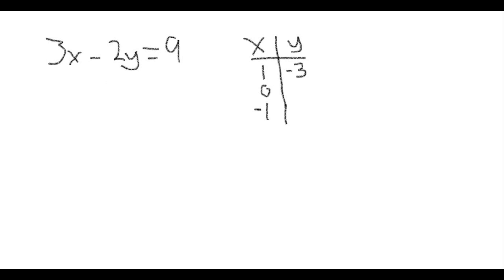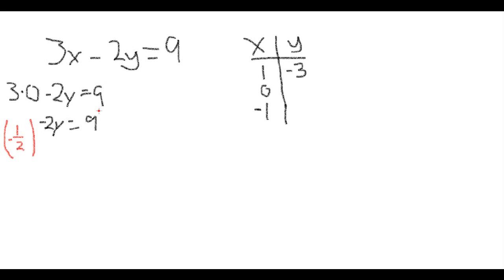But we're not done with the problem. Now we have to do the same thing for 0. So let's plug in our numbers. 3 times our x will be 0 minus 2y equals 9. 3 times 0 is 0, so we're left with 2y equals 9.